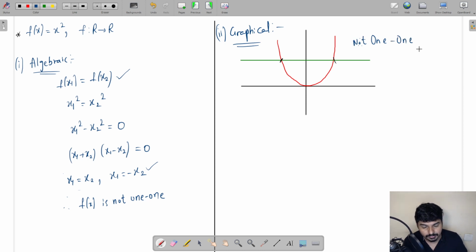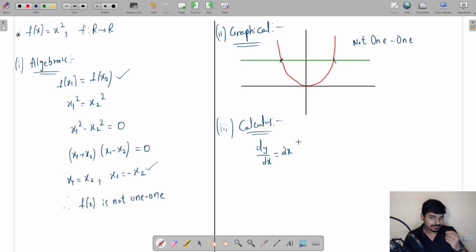So from here, we can also conclude that it's not a 1-1 function. And then the third method we do have is the calculus method. When we talk about the calculus method, guys, what you have to do is find dy by dx. The differentiation of x square is going to be 2x. Now this will be greater than 0, or less than 0, or equal to 0, depending upon the values of x you take.